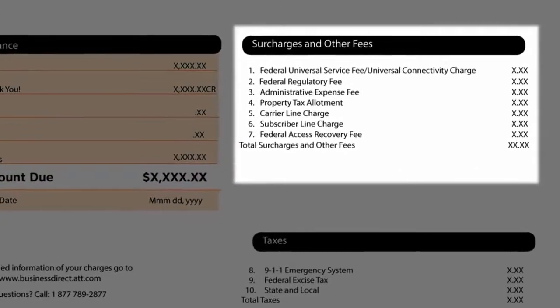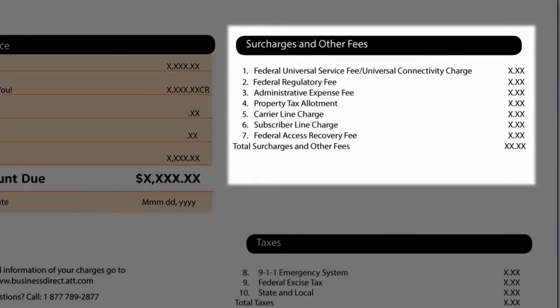The Surcharges and Other Fees section shows discretionary charges that allow telecommunications providers, like AT&T, to recover the expense of fees and taxes imposed by governments. To do this, AT&T assesses certain surcharges on its services. For example, a number of government programs promote universally available phone service at reasonable rates. These programs are generally funded through monthly contributions from telecommunication providers like AT&T.